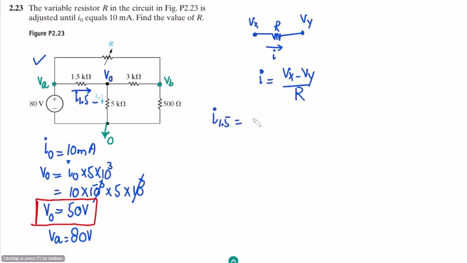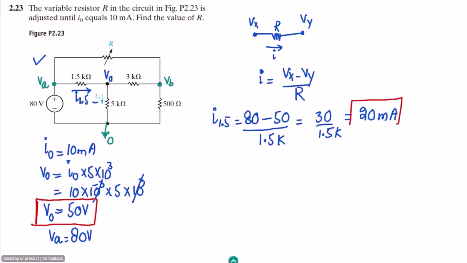So let me put these values here. So the value of VA is 80, the value of V naught is 50, and the value of the resistance in between them is 1.5 kilo. Okay, so it would be 30 divided by 1.5 kilo. So we can find it out, and it will be 20 milliamps. Okay, the value of this current is also known, and that is 20 milliamps. Okay, so this is known.